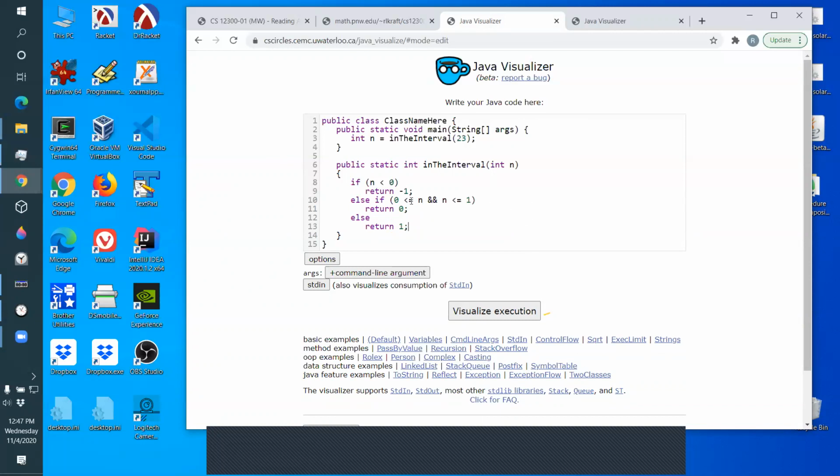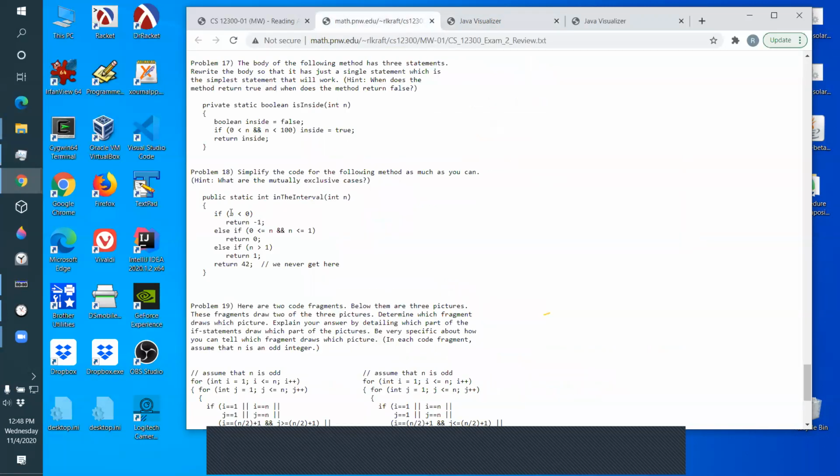Or another way I could simplify this, if I wanted to make it clear, is I can write n is 0 or n is 1. Now, I think that would actually make it a little bit easier to read. Okay. N is negative, return negative 1. N is 0 or 1, return 0, otherwise return 1. Notice that here I don't put anything because those are the mutually exclusive cases in the original code: there's less than 0, or 0 or 1, one of those two numbers.